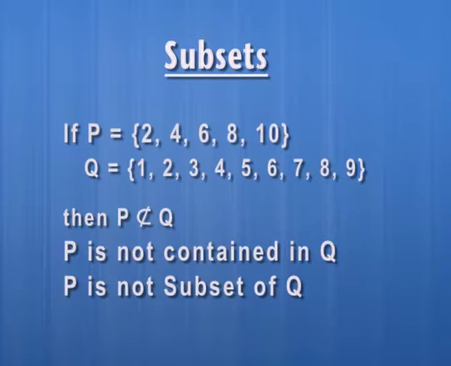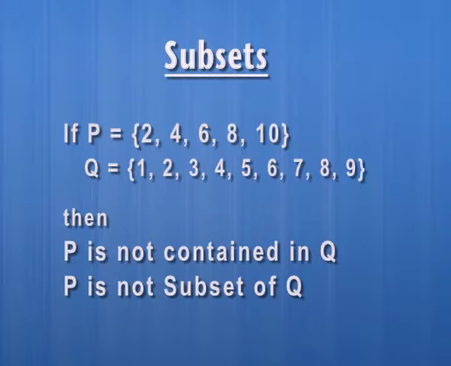Now, let us include one more element in set P. Now, set P will have 5 elements 2, 4, 6, 8 and 10 and the set Q remains the same. Now, what do we observe? We observe that only 4 elements of set P, 2, 4, 6, 8, are in set Q, but the additional element 10 of P has not been included in the set Q.